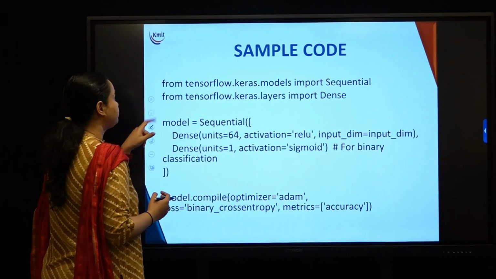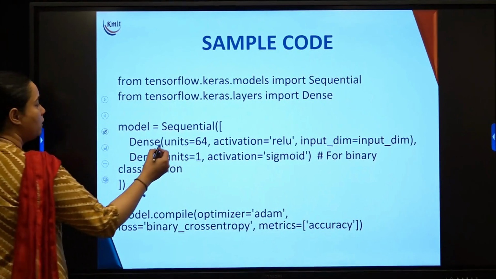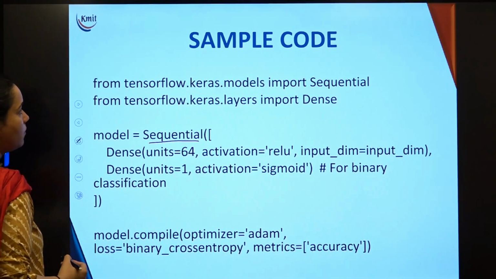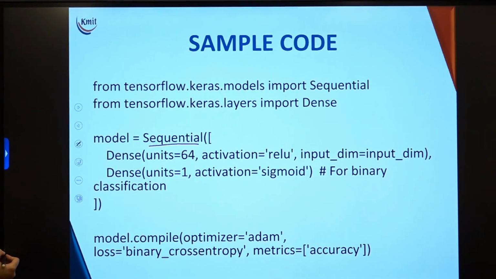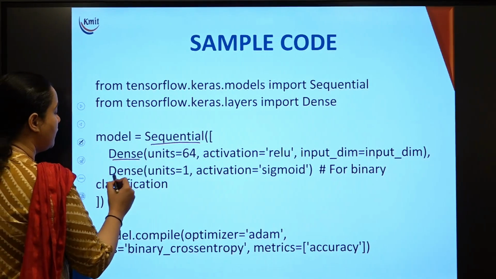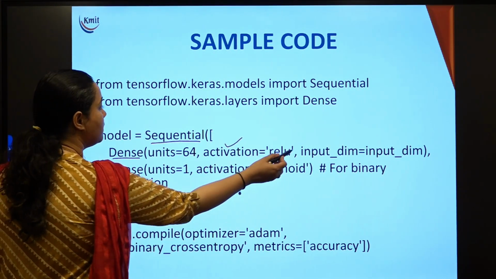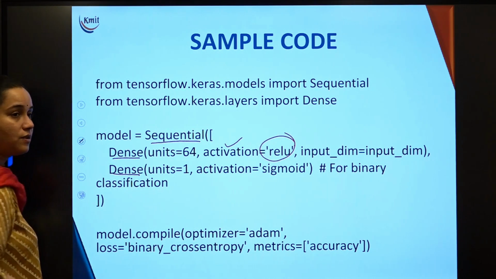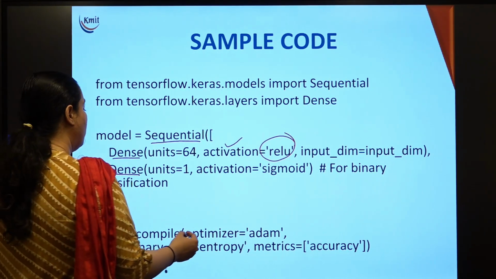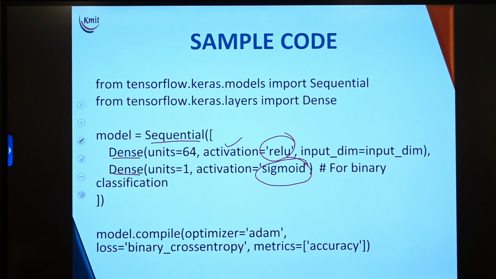Now a sample code, how can we use this? I already told you we are going to use a feed forward network, a fully connected network. We use a sequential model and create dense layers, fully connected layers. I have given an input function. You can see for the input layer I am choosing ReLU activation, and for the output I am going to use sigmoid, because that gives you the range for binary classification.